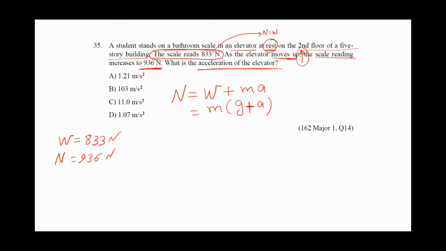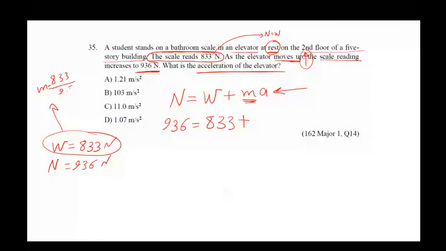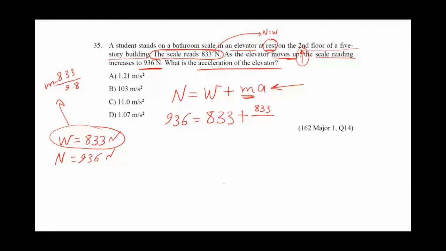He needs the acceleration here, so I think it's better to use the first one, because I have the weight and I have the normal force. So the normal force is 936, the weight is 833, plus the mass. I don't have the mass, guys. Where can I find the mass of the object? From the weight, that's right. The mass is the weight over gravity, 833 over gravity. The weight over the gravity gives you the mass, times the acceleration. So you can find the acceleration. It will be 1.2 meter per second square.